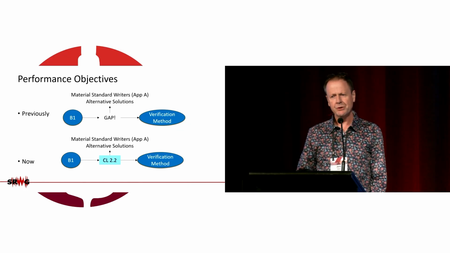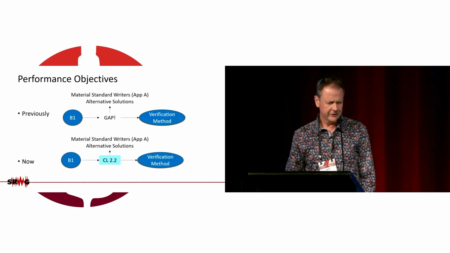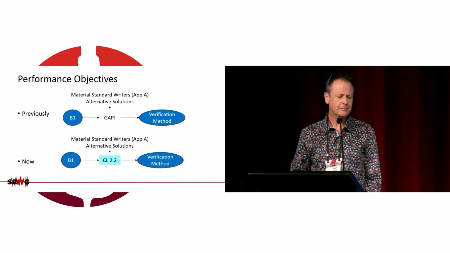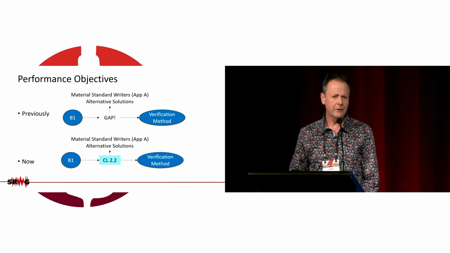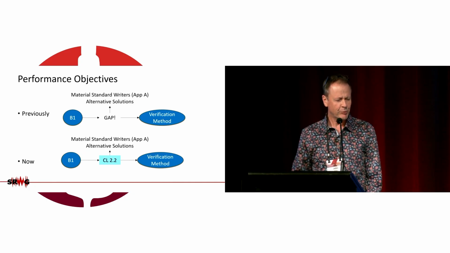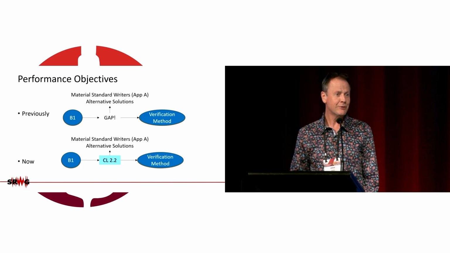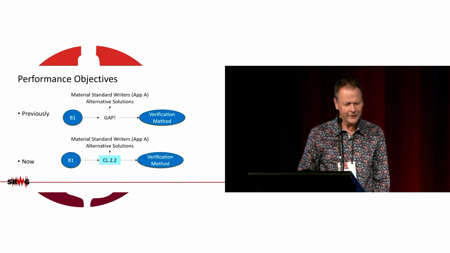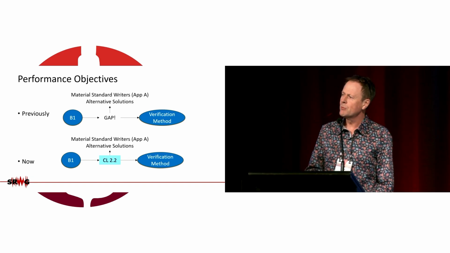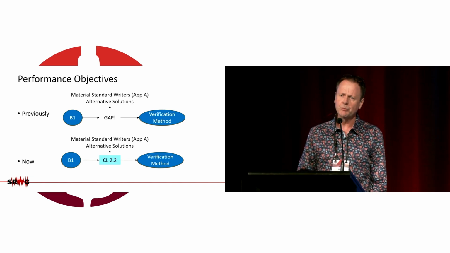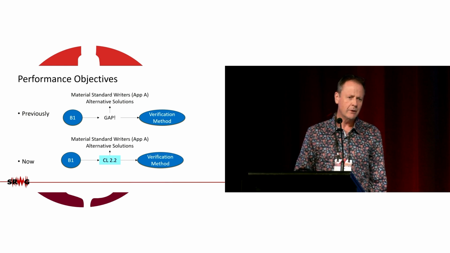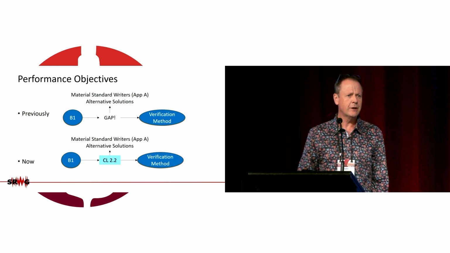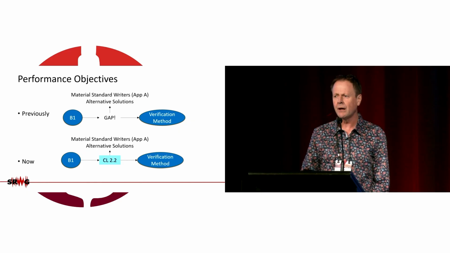The next thing we've introduced is a section on performance objectives. I've said previously, and now, and in the future, so I'm jumping forward and getting a little ahead of myself there. But essentially, you've seen the high-level objectives in B1, and there's a bit of a gap between what appears in the verification methods in 1170.5.